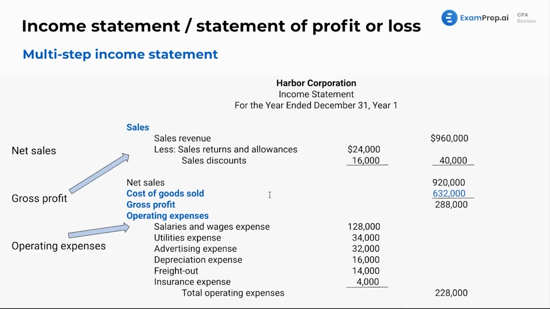And, well, what's your gross profit? Here's a formula to memorize, gross profit. I mean, it's part of the income statement, right? It's something that questions may ask you. So 920 minus 632 gets you a gross profit of $288,000.